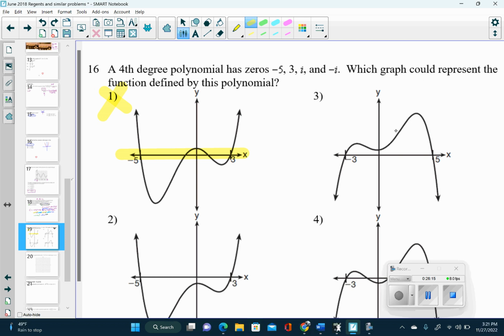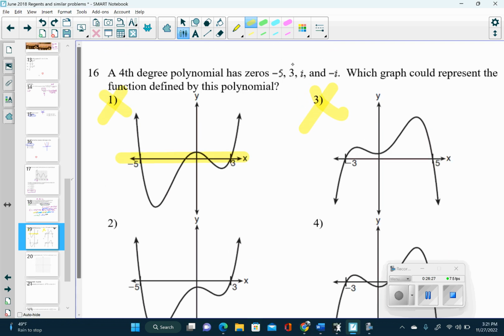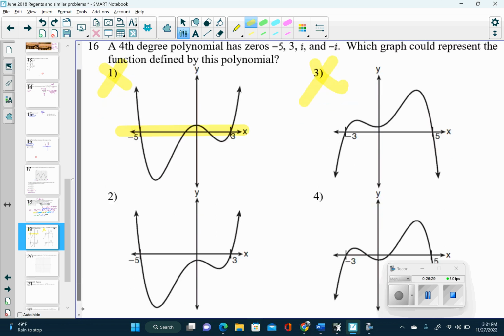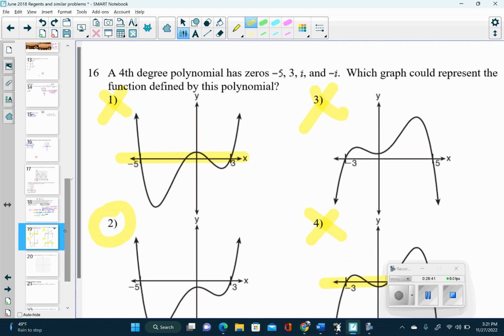All right, so if I look over here, these roots are negative 3 and positive 5. That is not what I have here, so this is also not correct. These roots are negative 5 and 3. Okay, that could be it. And does it cross the x-axis at any other point? No, it does not. So this looks like it is the correct answer. This one crosses the x-axis at negative 3 and 5. This is not it. So the only answer choice that makes sense is 2.